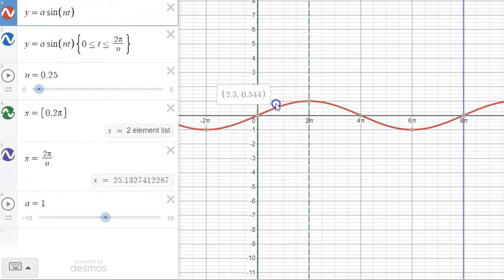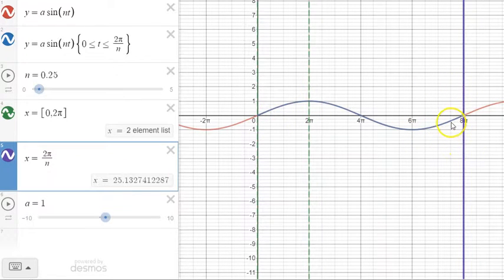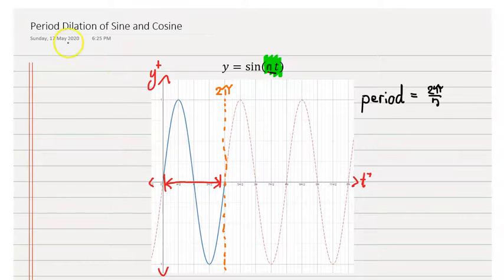Notice one cycle of this waveform, rather than occurring over 2 pi, is going to occur over 8 pi. So this is what we call period dilation of the sine and the cosine function.